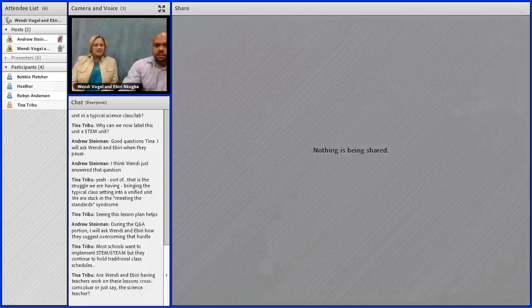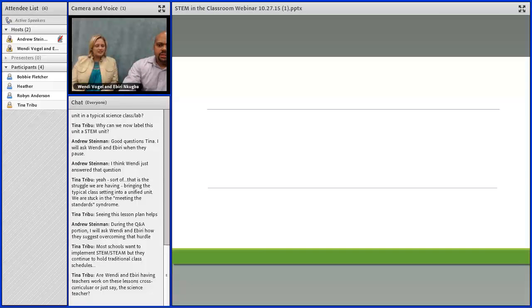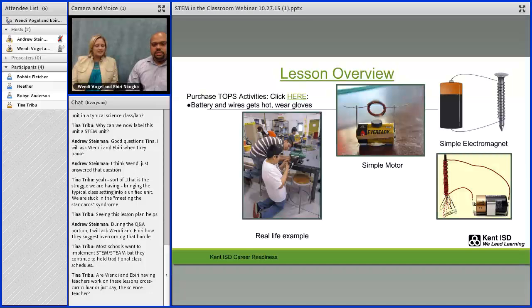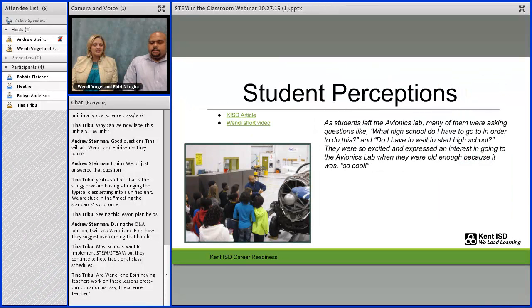Well, I think that's just that connection to, I can see one of the questions, and we'll take the question at the end, but I can see one of the questions was, okay, so why are we calling this STEM? Well, because now it's connected to an industry problem or that business application. Now it kind of takes on a different life of its own. It does. So Wendy, student perceptions, what'd they think?